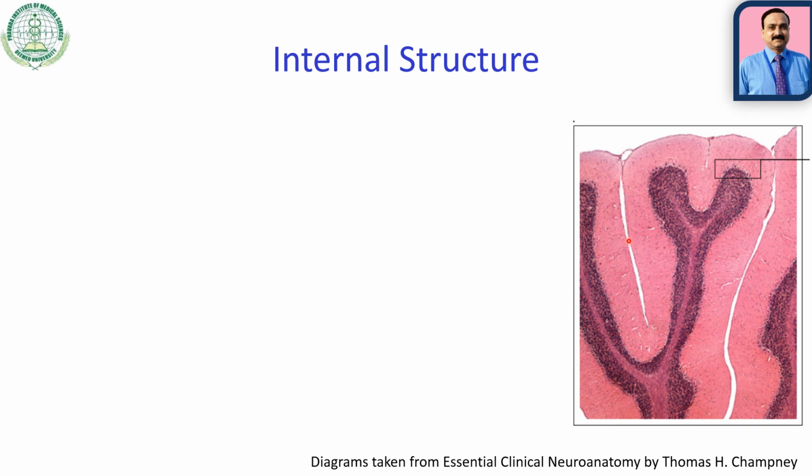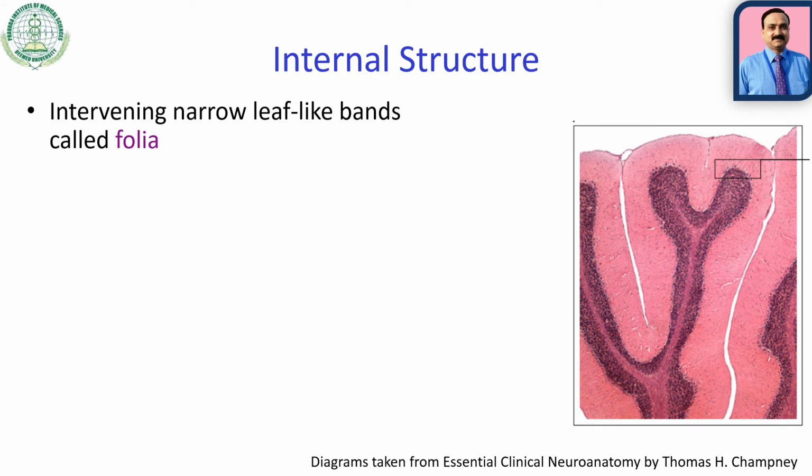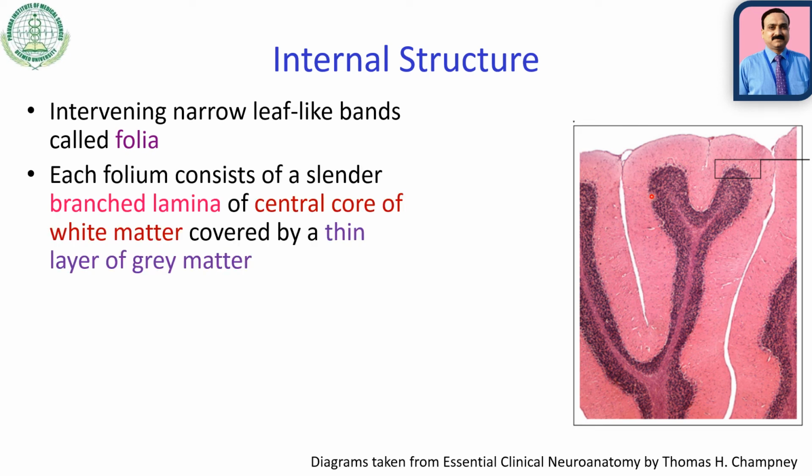Here also, so this is a fissure and this is a folia. The intervening narrow leaf-like bands between two fissures is called a folium, and these are multiple folia. Each folium consists of slender branched lamina of central core of white matter.